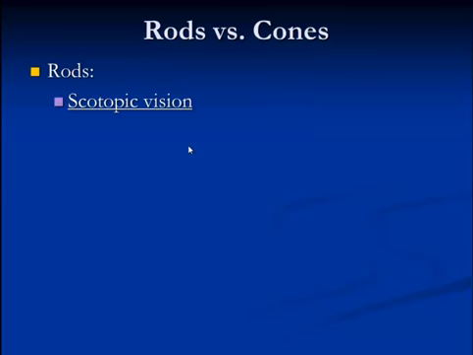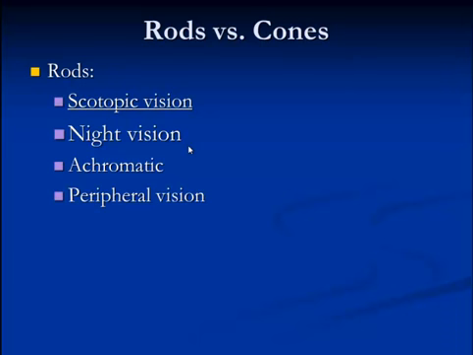So let's go over a little bit about rods and cones. We talk about rods as being responsible for scotopic vision. What is scotopic vision? That's night vision. That is achromatic, not color, but it tends to deal with light and dark. Also really good for movement.